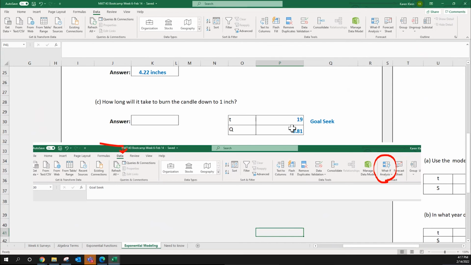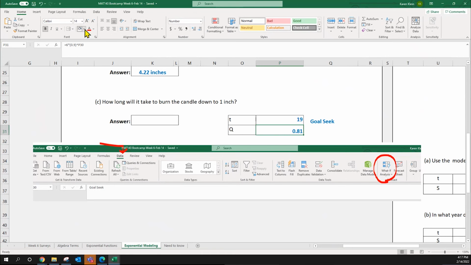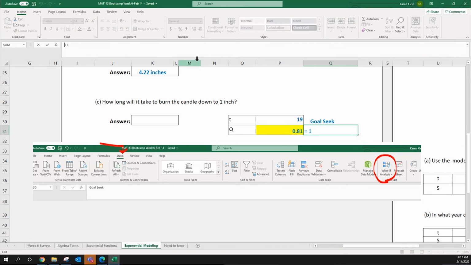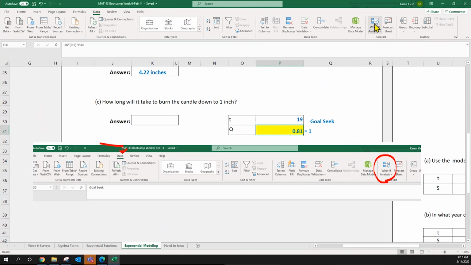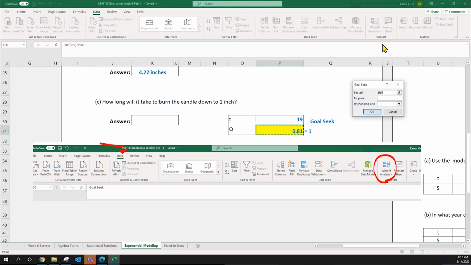Now, before doing that, it's best to go ahead and highlight the cell we're trying to goal seek. So we're trying to goal seek this value here. We want this to be equal to 1. This is what we're trying to get. Is that equal to 1? So we highlight this cell and we go to data, what if analysis, goal seek. And you'll notice that that cell is now highlighted.